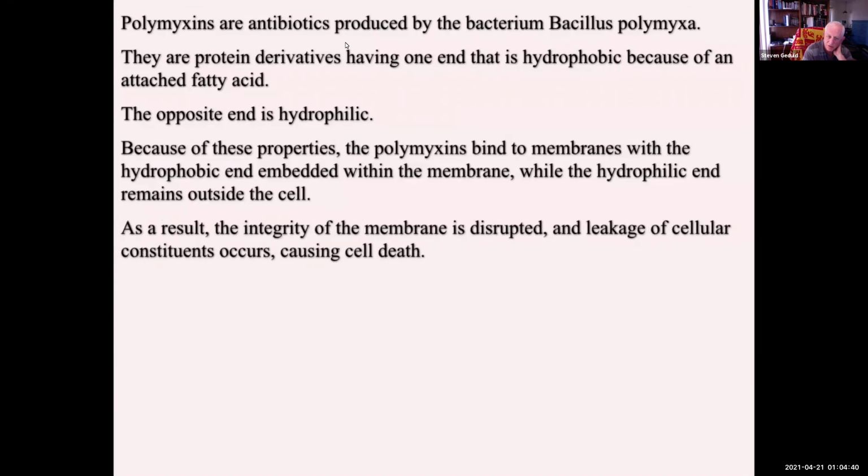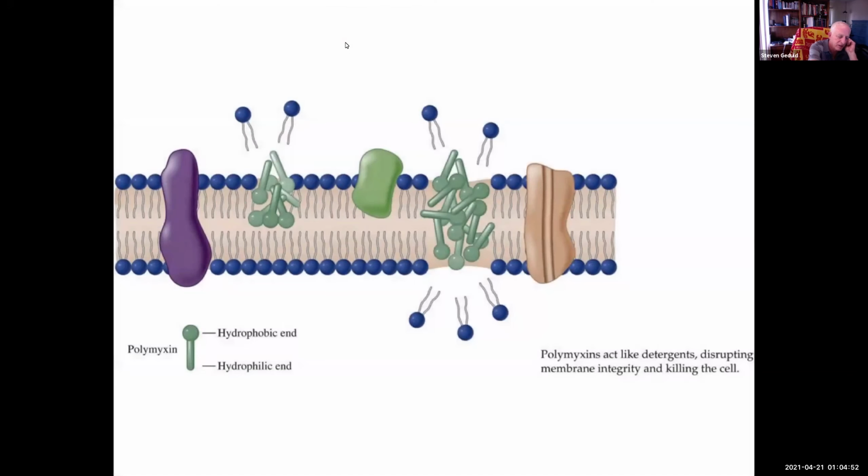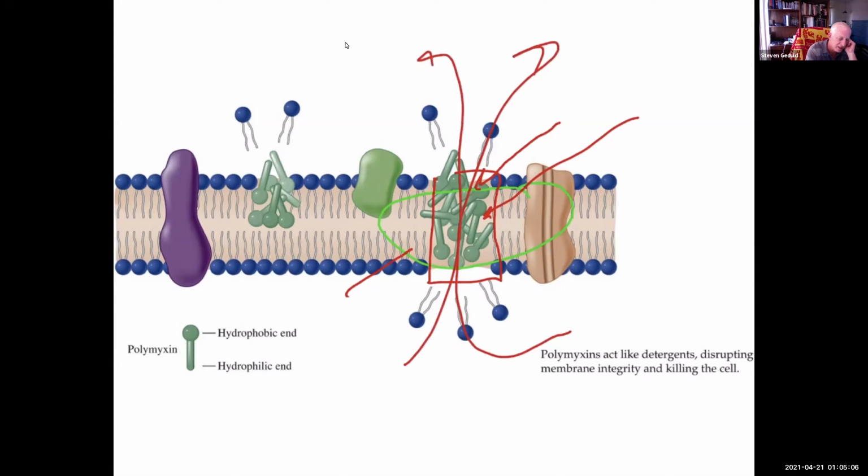As a result, the integrity of the membrane is disrupted, and you get leakage of cellular constituents, causing cell death, because it basically puts a hole in the cell membrane by disrupting it. You can see how it disrupts it here. You can see this is the hydrophobic region right here. When these polymyxins get in here, the hydrophobic end bonds inside of here and disrupts this membrane and causes this membrane to leak out and basically kills the cell.